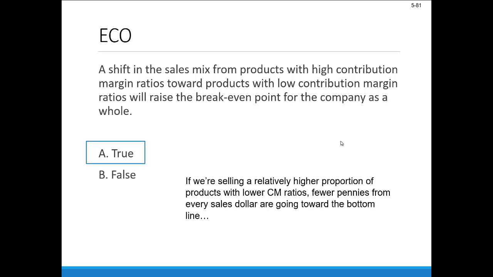So that is true. If we're selling a relatively higher proportion of products with lower CM ratios, that means everything we're selling is generating fewer pennies on the sales dollar going toward the bottom line profit. So that's going to cause an increase in that break-even point. If the shift was in reverse, if we're shifting from products with low to high CM ratios, then we'd be decreasing the break-even point. More pennies on the dollar headed toward the bottom line means I have to sell less to get there. But if we're shifting from high CM ratios to low, then fewer pennies on the dollar are headed toward profit. It's going to take us more in sales to get there.